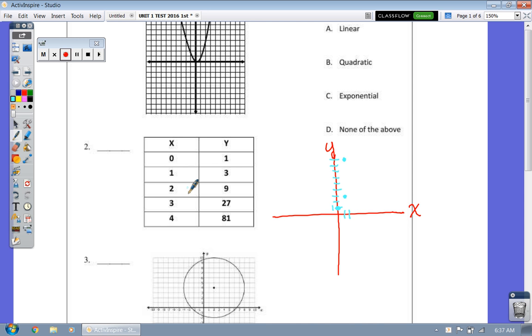Now just by looking at this right here, you can see that this data is shooting up really quickly. So we know that it's exponential. Look at question 3. This is none of the above. This is not linear. There's no straight line on a circle. It does not make a U for a quadratic, and the data is not shooting up. So this is a whammy. D, it's none of the above. That is not any of those 3: linear, quadratic, or exponential.